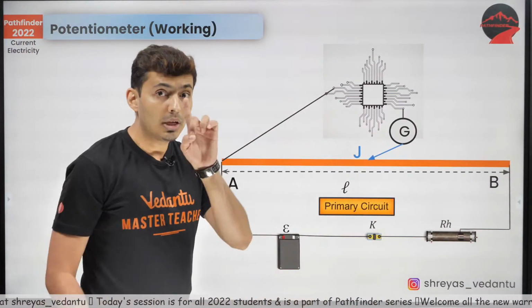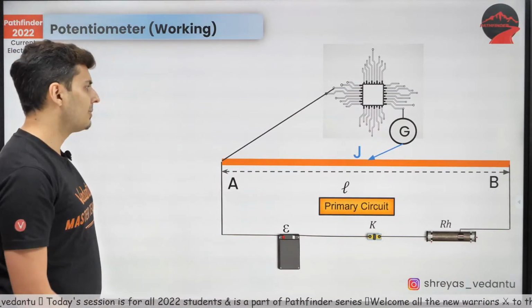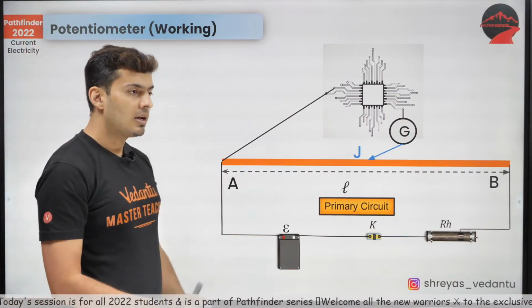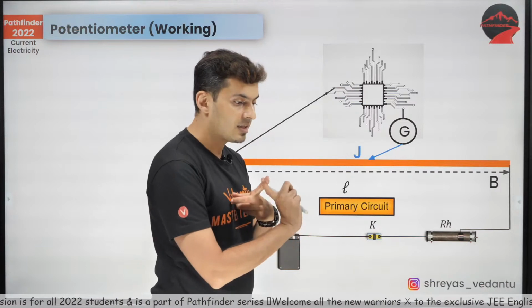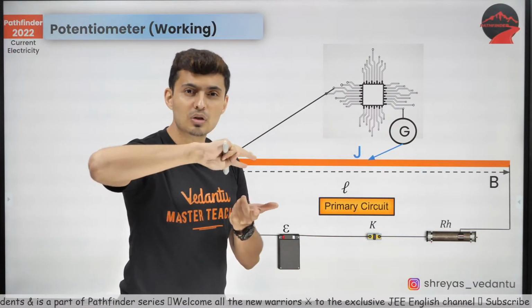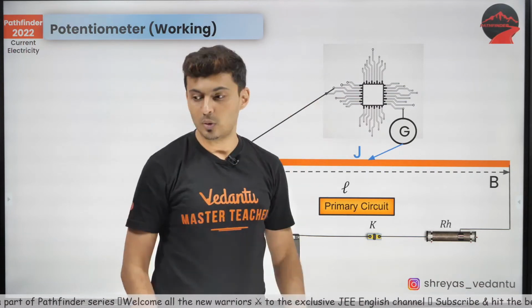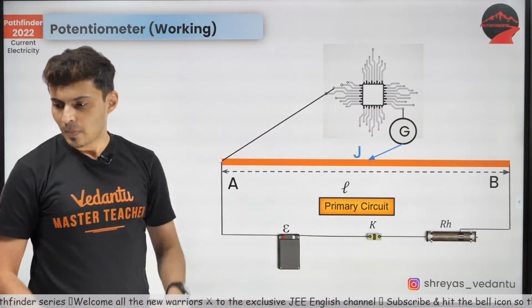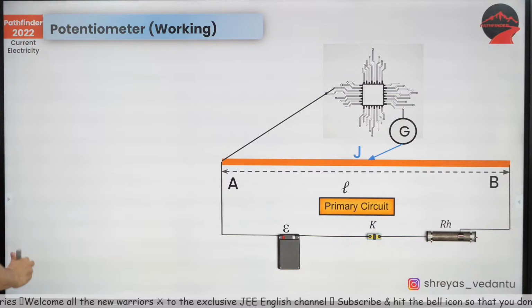Definitely. Potentiometer. Now, what is this potentiometer? This is also another device. It can be used to measure the internal resistance of a battery. It can be used to compare the EMFs. It can also be used to measure the voltage between any 2 points. Now, how to do that?